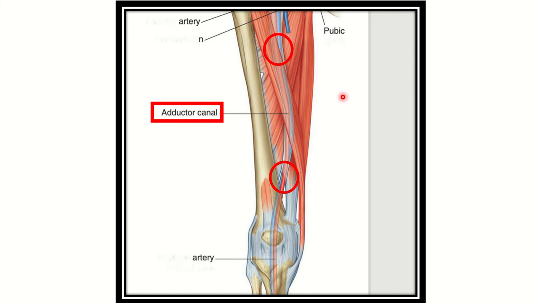So here we can see this is a picture, and in this picture we can see in the upper part this is the femoral triangle. Femoral triangle terminates into adductor canal, and from here up to there this is the adductor canal. So the adductor canal starts from the terminal part or lower part or apex of the femoral triangle, and it passes below or behind this muscle and finally terminates.